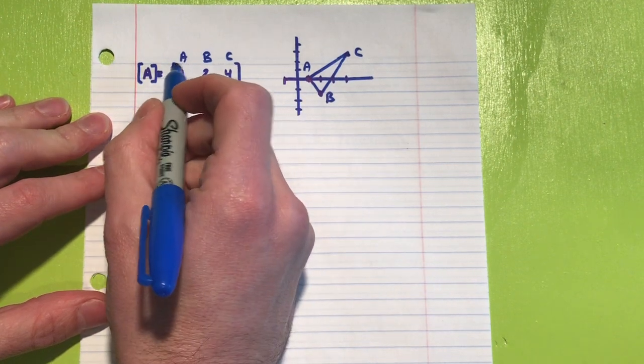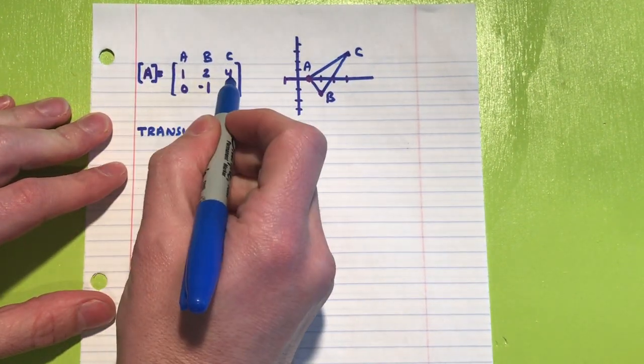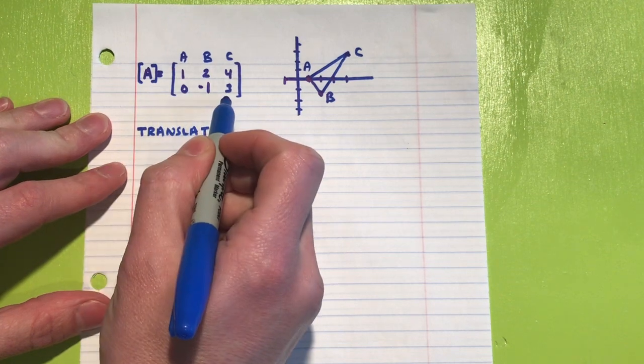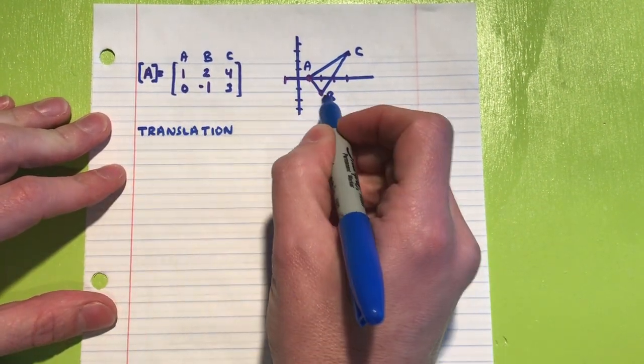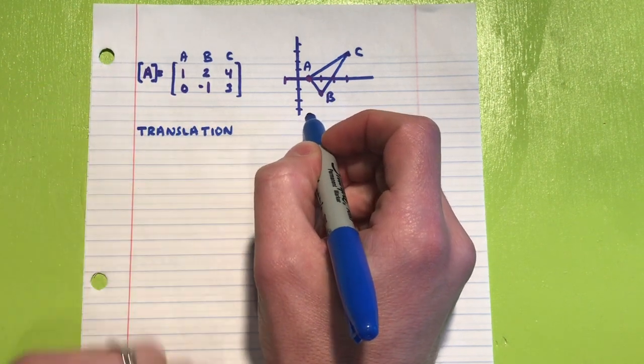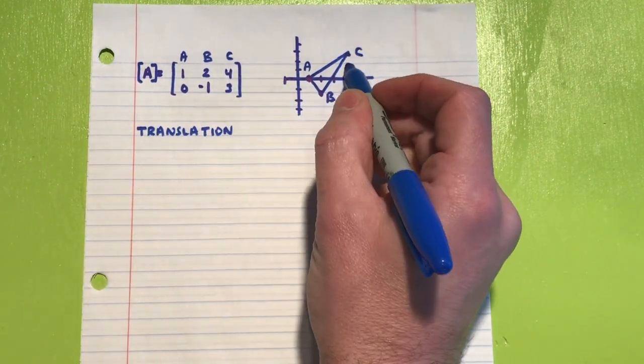Now I've got coordinates A, B, C. The top row represents our x values. The bottom row represents our y values for each coordinate. So A is at position 1, 0. B is at position 2, -1. And C is at position 4, 3.